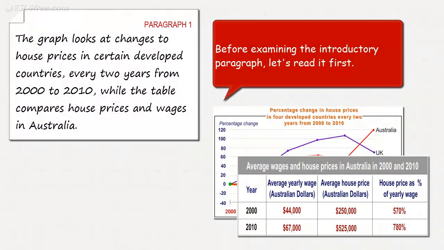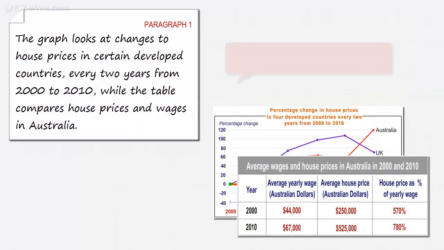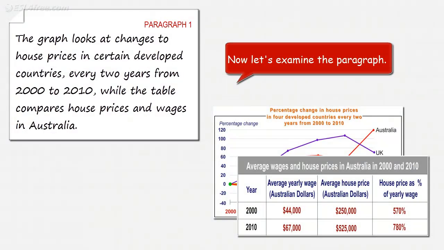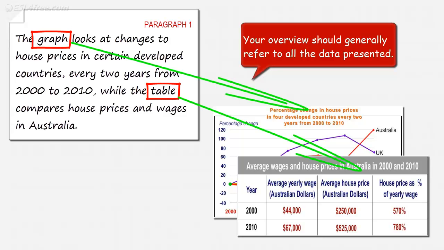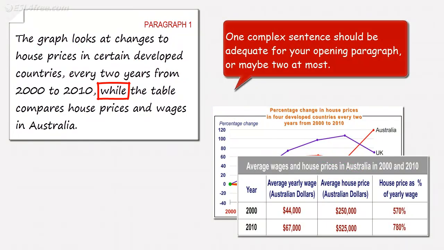Before examining the introductory paragraph, let's read it first. The graph looks at changes to house prices in certain developed countries every 2 years from 2000 to 2010, while the table compares house prices and wages in Australia. Now let's examine the paragraph. Your overview should generally refer to all the data presented. One complex sentence should be adequate for your opening paragraph, or maybe 2 at most.